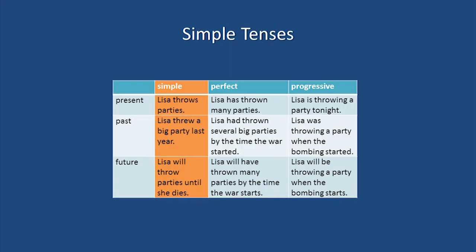Okay, let's look at the simple tenses now. The simple present is used for general statements, opinions, or facts. Lisa throws parties. While the simple past is used for specific statements about a specific event at a specific time in the past. Lisa threw a big party last year. So there's quite a stark contrast between the simple present and the simple past.